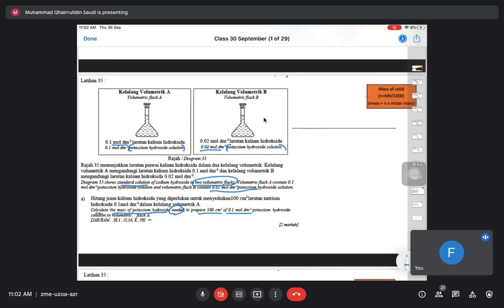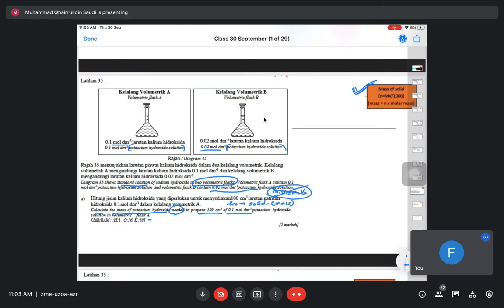So for this question, can we use M1 V1 equal to M2 V2? No. Why? Because the question wants mass and because we prepare this solution from solid. That is why it wants mass. Good. So we cannot use M1 V1 equal to M2 V2. We have to use this formula.